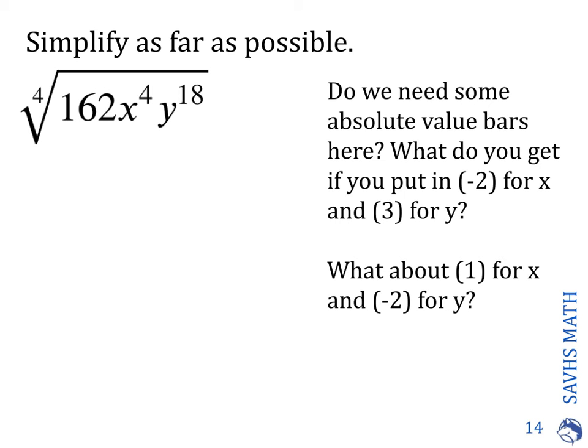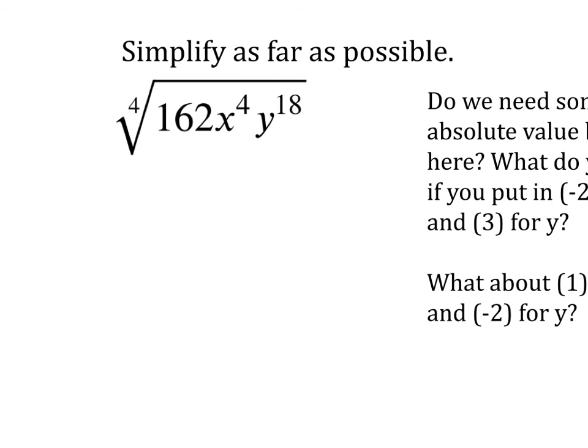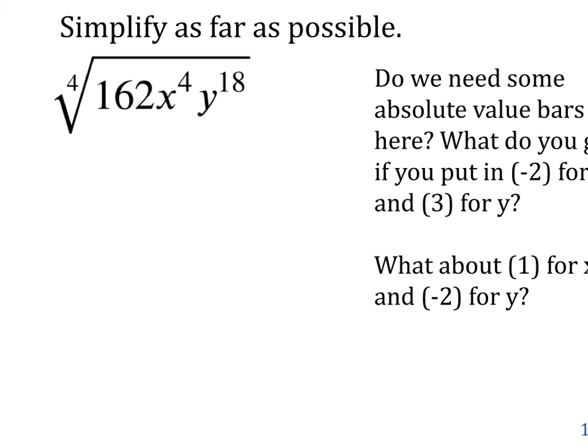Okay, let's do a little more simplifying. Let's just do one more. Okay, so we'll deal with this absolute value question in a minute. Let's talk about what values we can put in, and what values we can get out. So if you put in a negative number for x, this to the fourth will make it a positive number.